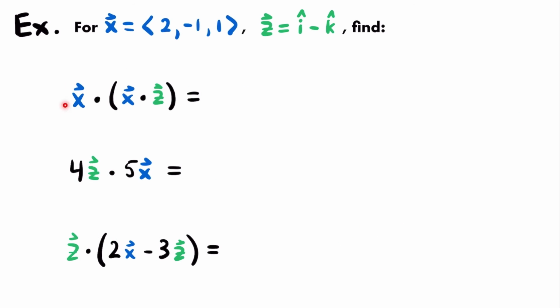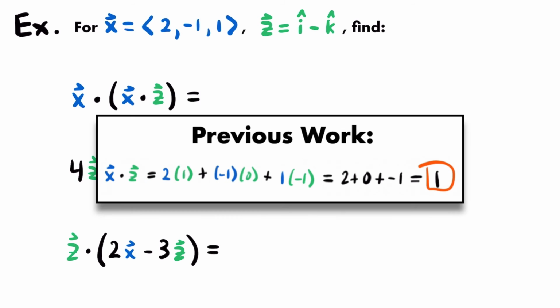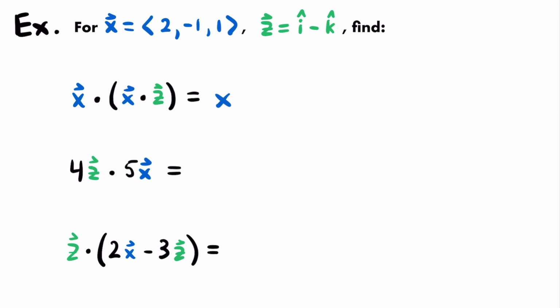Next up, we want to calculate vector x multiplied by the dot product of vector x and vector z. Now you could go about this the long way and calculate the dot product of vector x and vector z again, but we already calculated this earlier, right? We found that the dot product of vector x and vector z was equal to 1. So this becomes a whole lot easier. We'll just have vector x times 1. We know that this dot product is equal to 1. And if you don't remember that, feel free to go back in the video. You can see that we calculated this dot product and it was equal to 1.